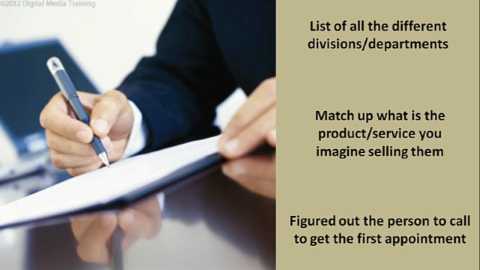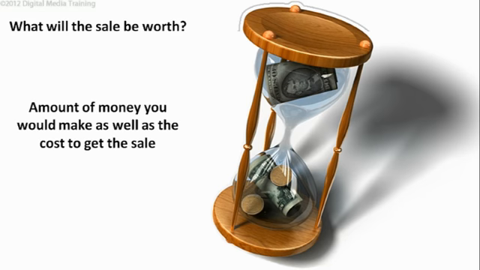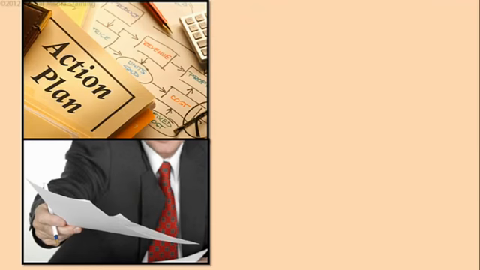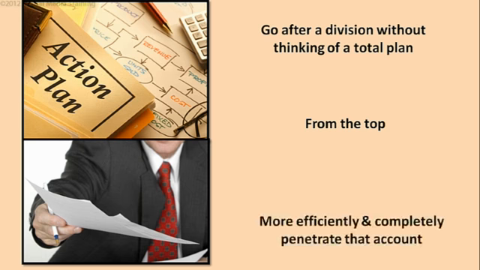Now ask yourself, what would the sale be worth in terms of both the amount of money that you would make as well as the cost to get the sale? And as you start to think about that, that informs your priority list. How are you going to prioritize these leads? If you don't do it this way, what you end up doing is inadvertently going after any division that happens to come up next without thinking of a total plan, which, if you thought of it from the top, from the start, you would most likely, more efficiently, more completely penetrate that account.